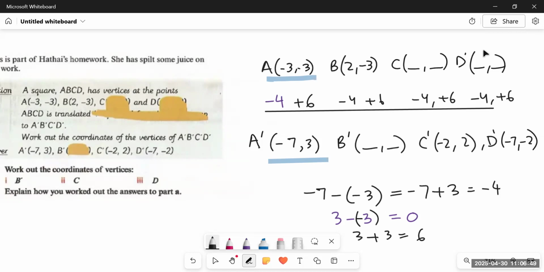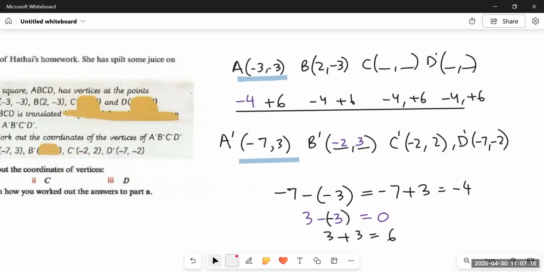So if we will translate from B to B dash, we will simply add them. 2 minus 4 is equals to minus 2 and minus 3 plus 6 is equals to plus 3, right? But if we are provided with the coordinates of C dash and we have to move to the coordinates of C, now what are we going to do? Because when we add 2 and minus 4, we get minus 2, but this is not the same each time. So we have to follow the integers rule.